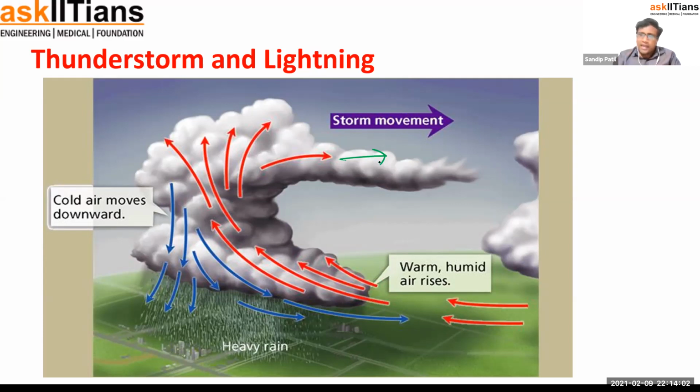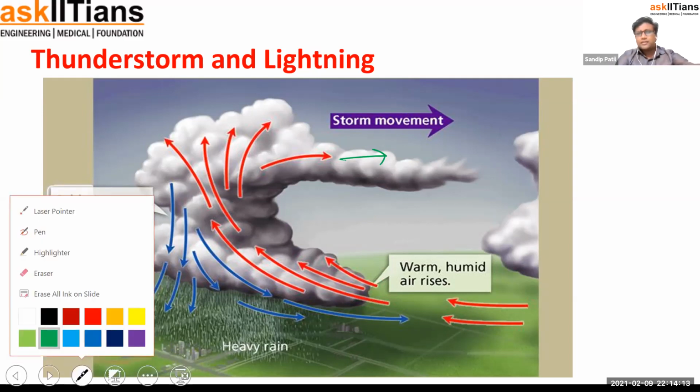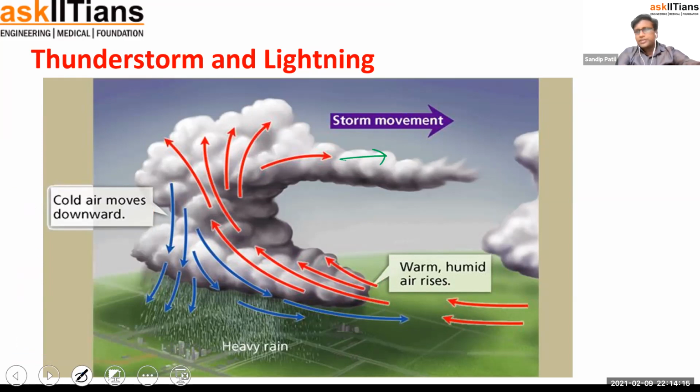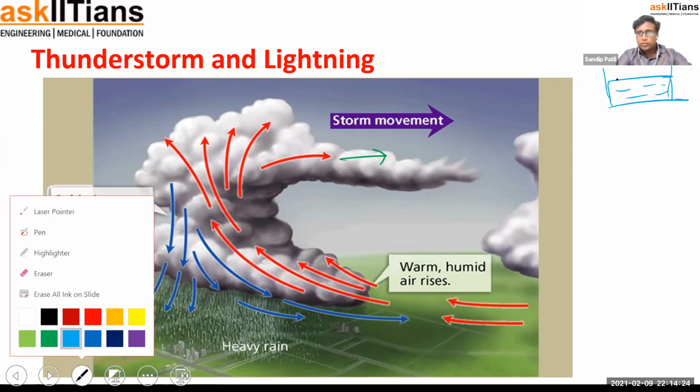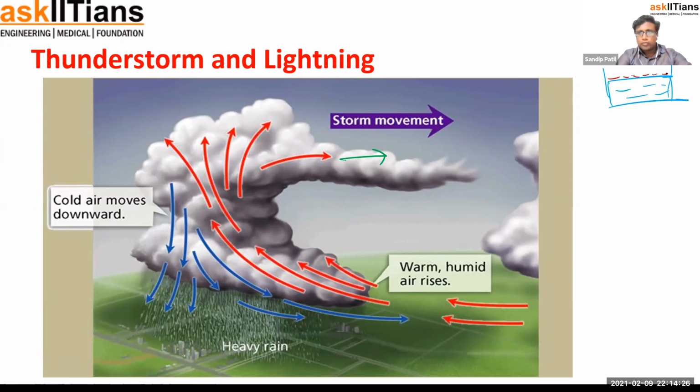Why does warm air rise up? We already know that warm air is less dense. Dense means what? It is related to density, right? Consider water: oil actually floats on water, right? Why does that happen? Because oil has less density than water.